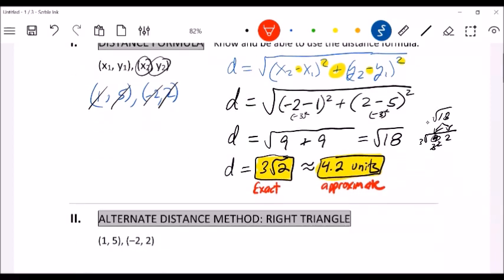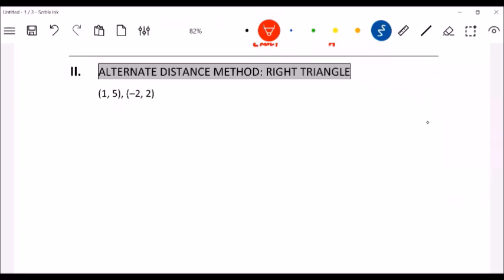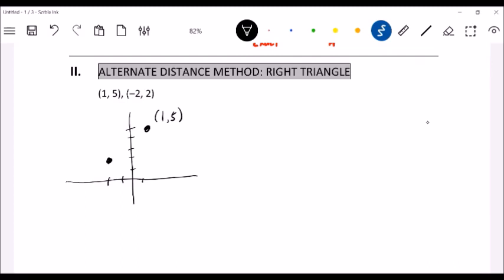There is another way to look at finding the distance too, and that is to use 2 points to make a right triangle. So I'm going to do an approximate little graph here and find that 1 and 1, 2, 3, 4, 5 is, say, about here. And negative 2 and 2 is about here. So we want to find this distance here. That's what we're looking for. What's the distance? This point is negative 2, 2.